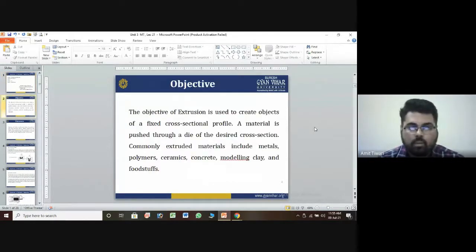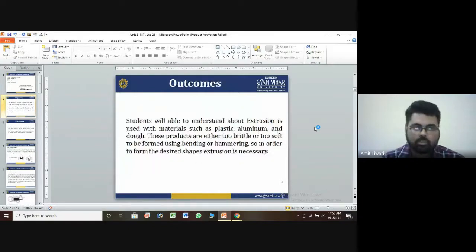The objective of the lecture is to use extrusion to create objects of a fixed cross-sectional profile. A material is pushed through a die, and the desired cross-sectional area will be formed with the help of extrusion. Commonly extruded materials include metal, polymer, ceramic, concrete, modeling clay, and foodstuff. These are all materials we use for making the cross-sectional profile of a product. With the help of these materials, we make the desired cross-section in the form of the die.